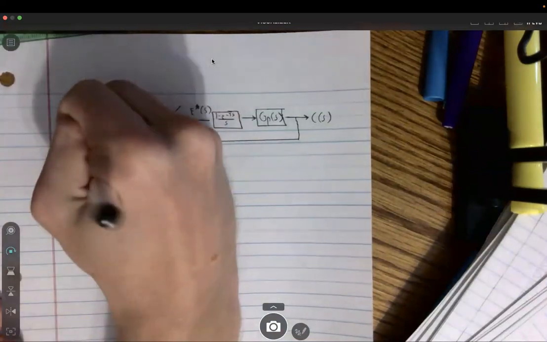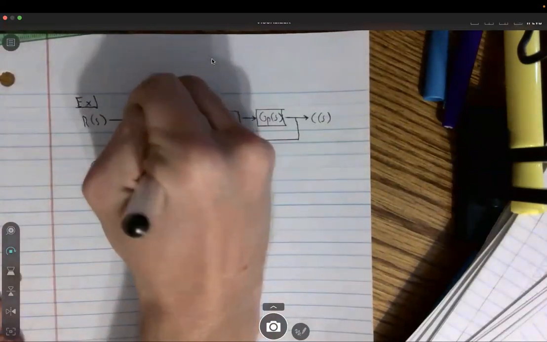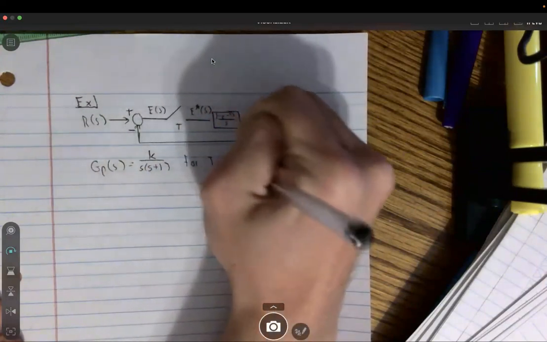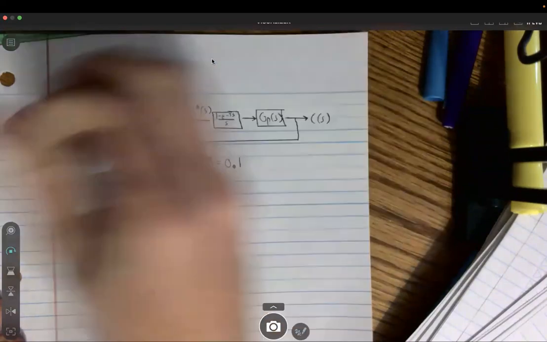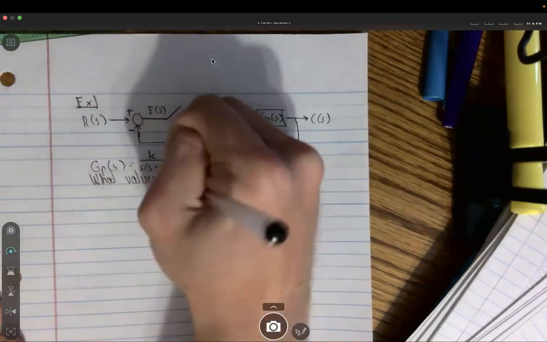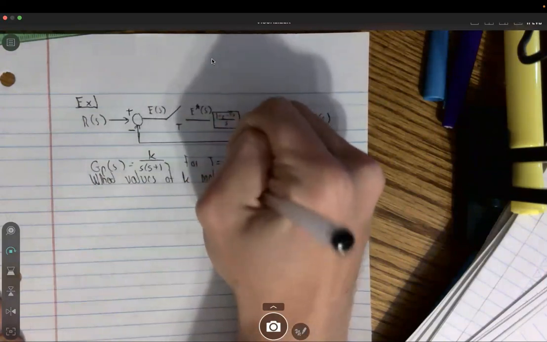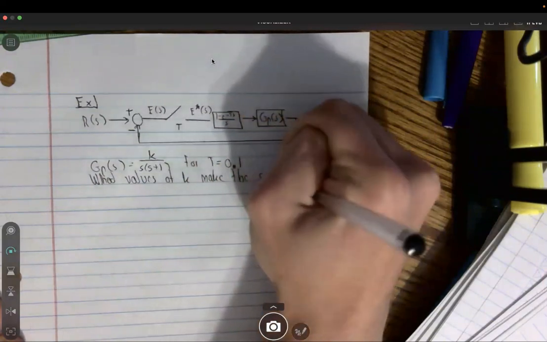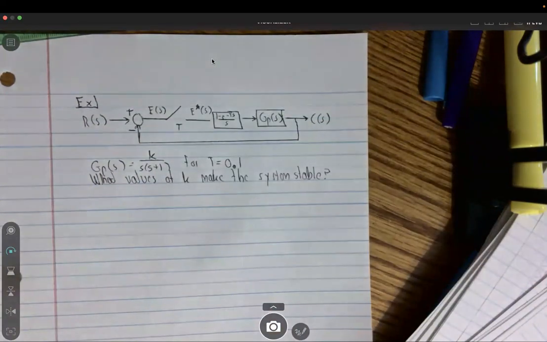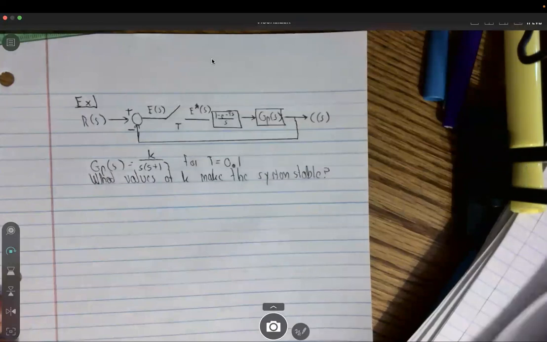So if we're given that Gp of s is equal to K all over s times s plus 1, for T equal to 0.1, what values of K make the system stable? Okay, make the system stable. What we're going to see here is that we first need to find the closed loop transfer function. From the closed loop transfer function, we're going to look at our characteristic equation, our polynomial, and then we're going to map it to the W plane. And then from the W plane, we're going to see how we can solve for it.